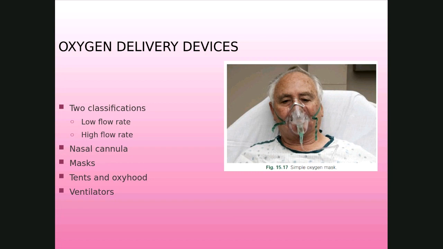Whereas a high flow device typically meets or exceeds the inspiratory needs of the patient when the device is functioning properly. So they're not really breathing on their own. The device is supplying all of their oxygen. That's the main difference. The nasal cannula is the most common device used to deliver low flow oxygen. The nasal cannula is actually on this next page, so I'll show you that. But there are also masks, tents, oxy hoods, and ventilators that deliver oxygen.